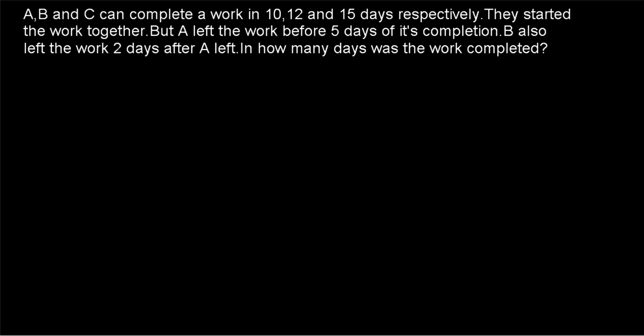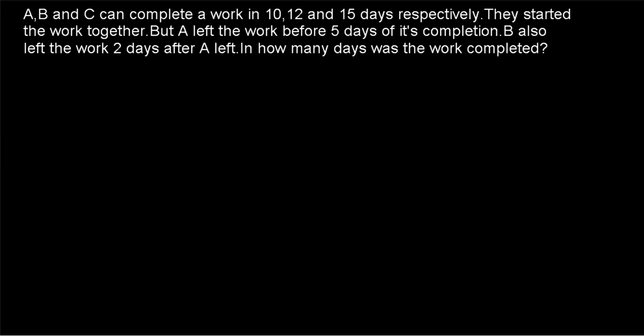Now let's go to example number 2. A, B and C can complete a work in 10, 12 and 15 days respectively. They started the work together, but A left the work before 5 days of its completion. B also left the work 2 days after A left. In how many days was the work completed?